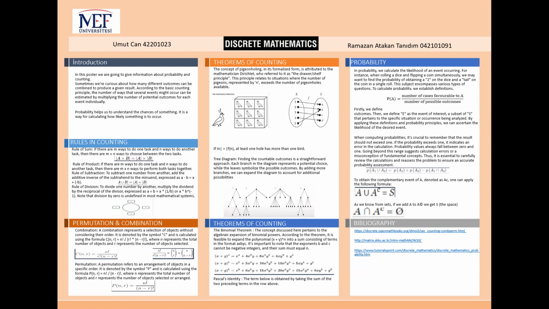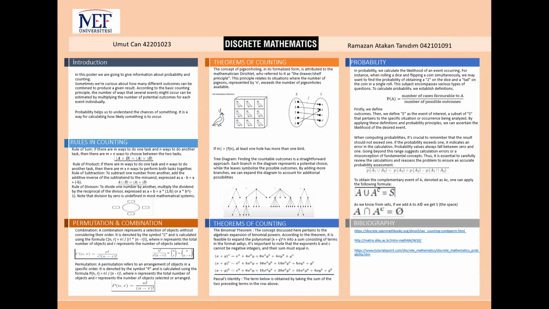The first rule I'd like to present is the rule of sum. It states that if there are n ways to accomplish one task and m ways to complete another task, then there are n plus m ways to choose between the two tasks. This rule allows us to consider all possible options when faced with multiple choices.